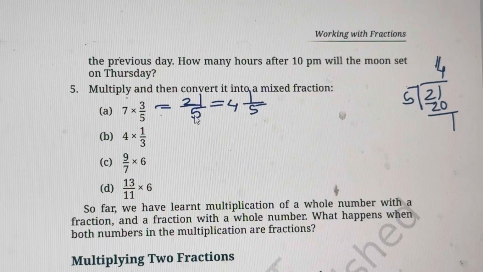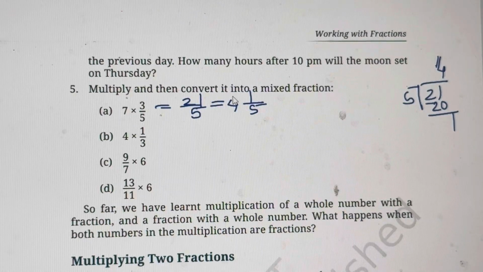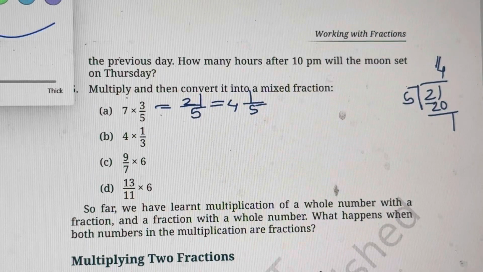So this can be done mentally also, like here you can think of the table of 5, which is nearer to 21. So 5 fours are 20, so we write 4 here, and then subtract 21 minus 20, so you get 1, and 5, the denominator, remains as it is, right? So now let us write the other answers.